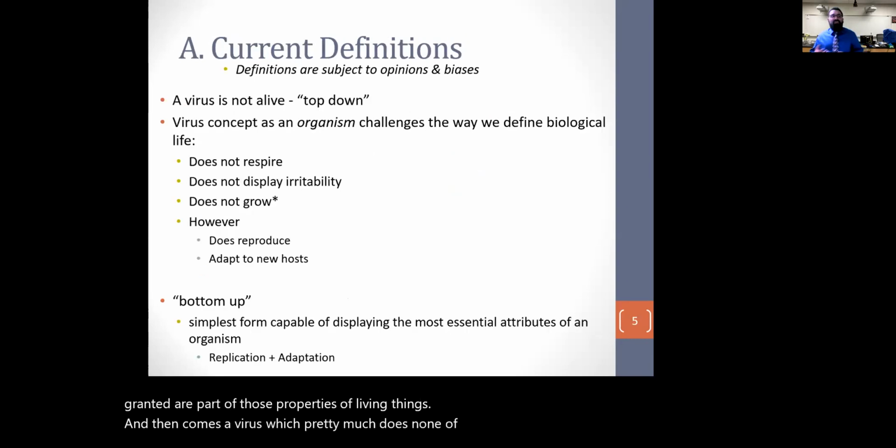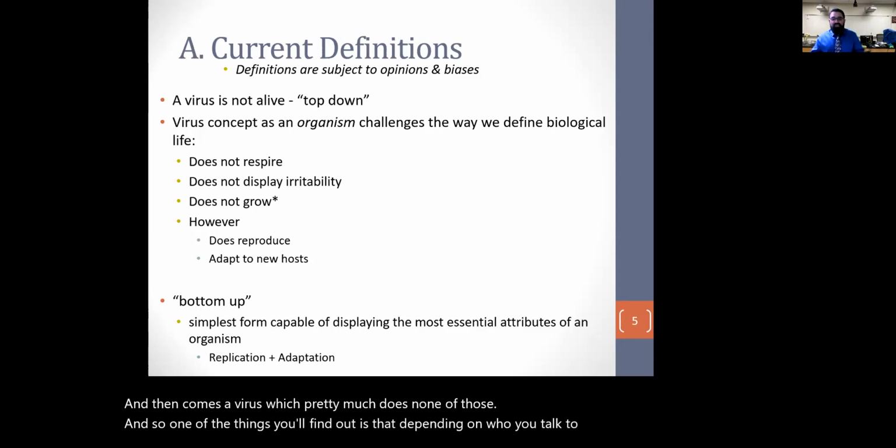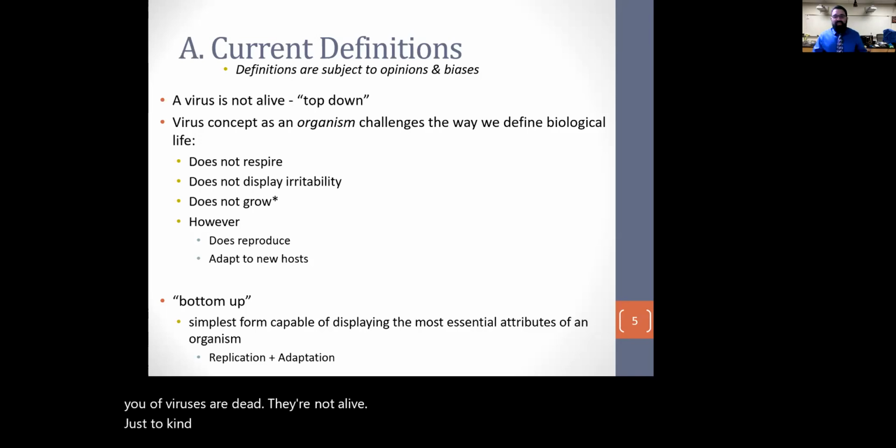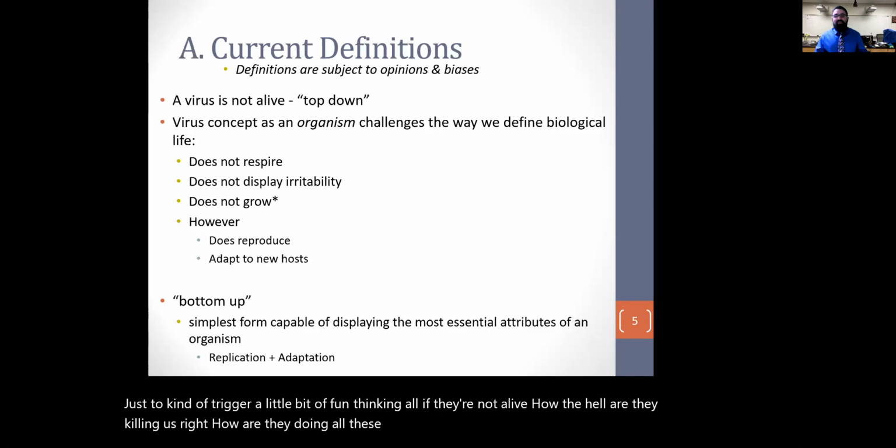And so one of the things you'll find out is that depending on who you talk to, specifically anybody that is not a virologist or not a microbiologist in this case, will tell you, viruses are dead. They're not alive. Well, just to trigger a little bit of fun thinking, if they're not alive, how the hell are they killing us, right? How are they doing all these crazy things? How are they adapting so fast? How are they taking over? And why are we having so much trouble taking them down?